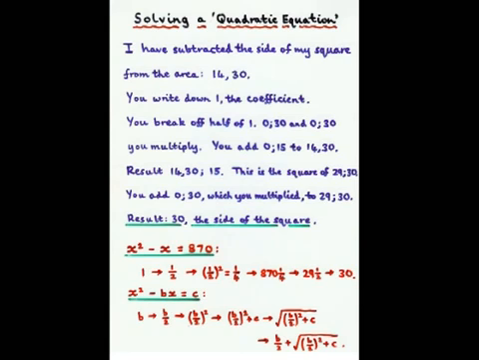And the method is, you write down 1, which is the coefficient here, and you halve it, and you square it, and then you add it to the 870, and then you take the square root, and then you add that half, which gives you 30, and the answer is 30. 30 squared minus 30 is 870.